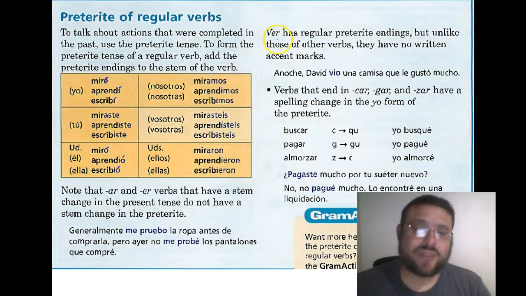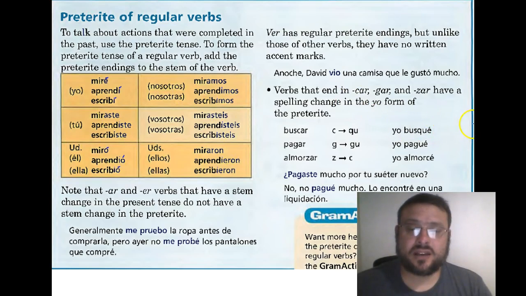Okay, now going on to ver. Ver, to see, has regular preterite endings, but unlike those of other verbs, they have no written accent marks. So, anoche David vio una camisa que le gustó mucho. Right? Last night David saw a shirt that he liked a lot. Okay, so vio, and the reason is because there's only one syllable here, so it does not need an accent. Not in the preterite forms of ver, which are yo vi, I saw, viste, you saw, vio, he saw, she saw, or usted saw, the formal one. And then vimos is we saw, and vieron is they saw. So no written accents for those.